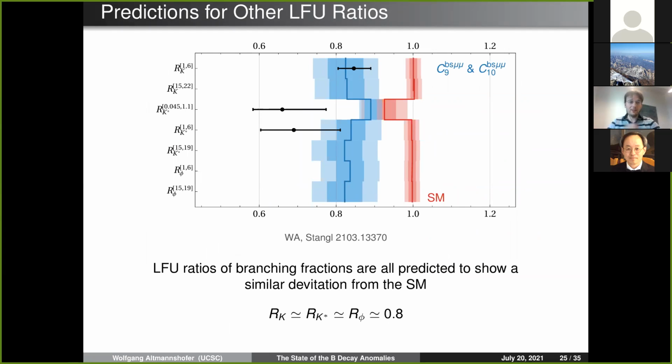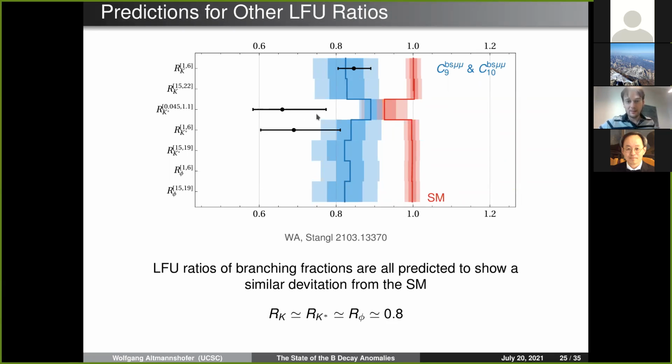Given this situation, one can now make predictions for other observables. In particular, one can make predictions for other lepton flavor universality ratios. Instead of looking only at R_K and R_K*, I can also look at R_phi. That would be a lepton flavor universality ratio in B_s to phi mu mu or B_s to phi e e. And we can look at these various ratios, not only in this low q squared region up to 6 GeV squared, but also at the higher q squared regions.